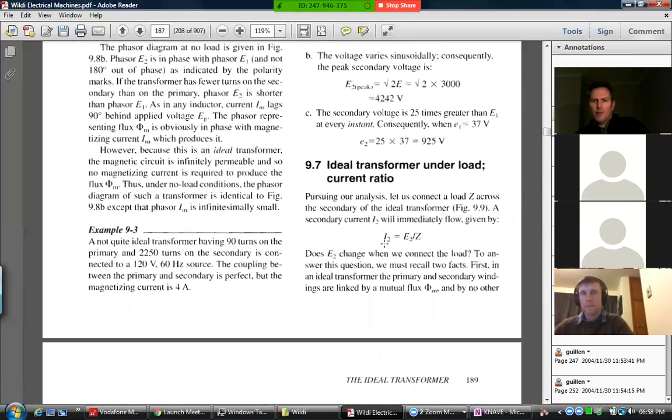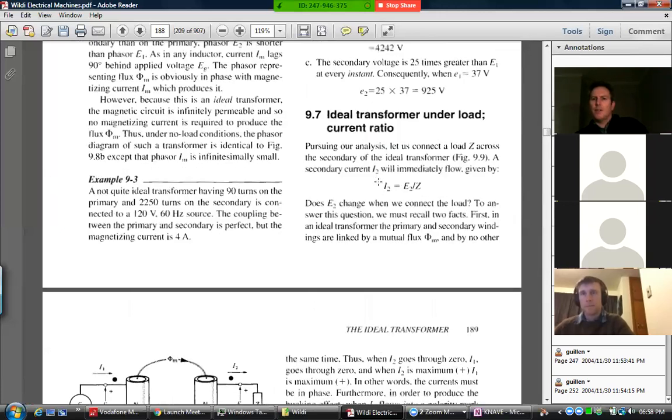So here we're talking about the current ratio. That is just saying that the secondary current is related to the secondary voltage divided by the secondary impedance. So that's the load impedance. On the right-hand side now we've got a load between the terminals of the transformer. That load primarily determines, especially for the ideal transformer, that load and only that load determines how much current flows in the secondary.